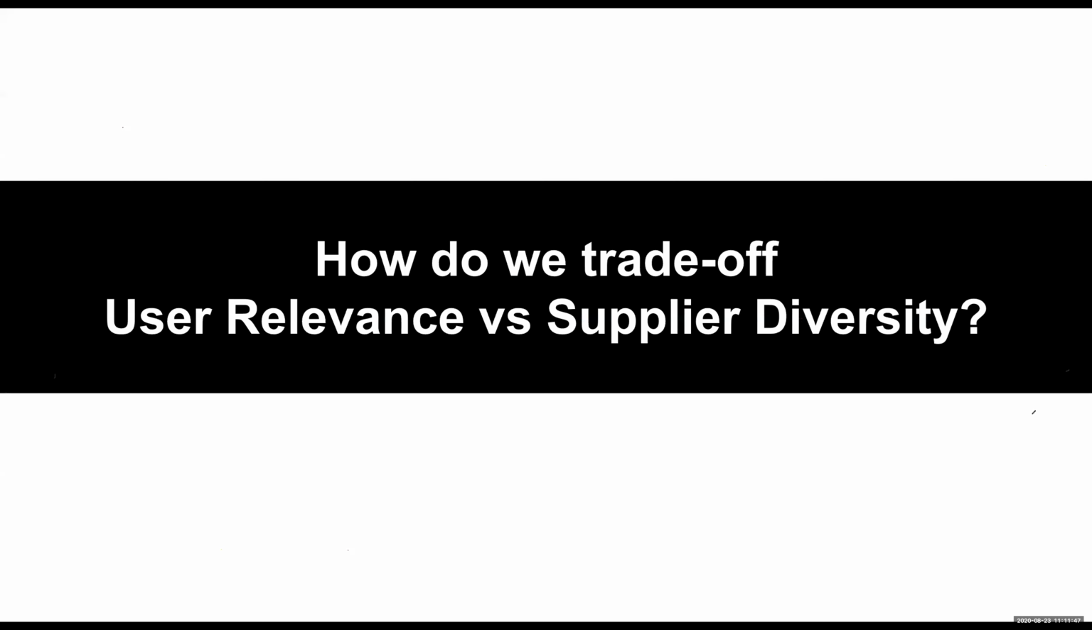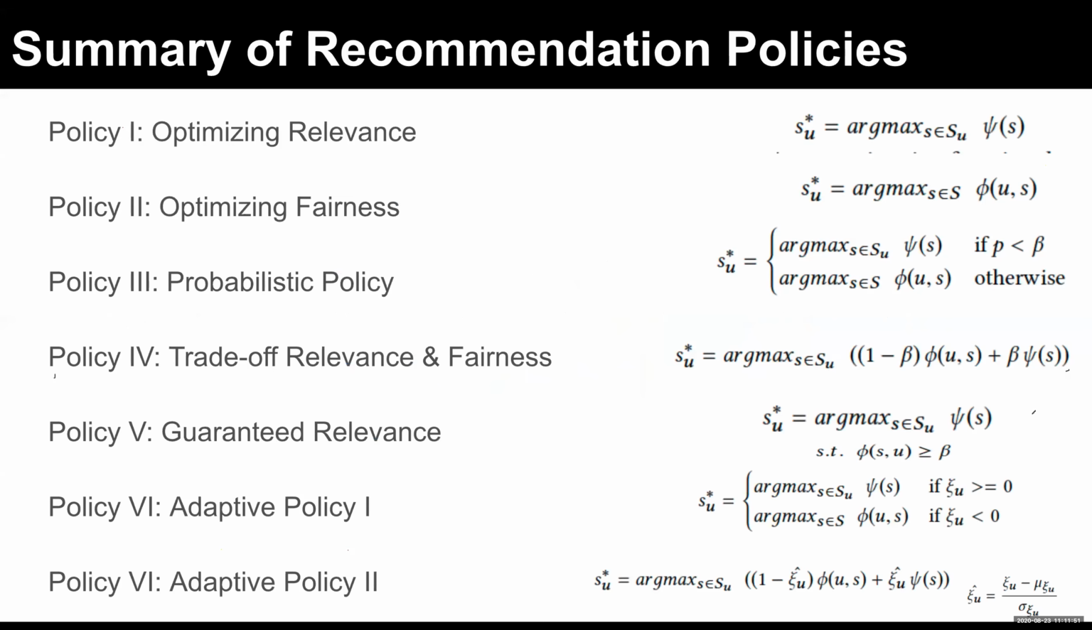So how do we trade off user relevance and supplier diversity? In this paper, I briefly mentioned some of these before. We can optimize only relevance, optimize only fairness, or have a probabilistic policy.